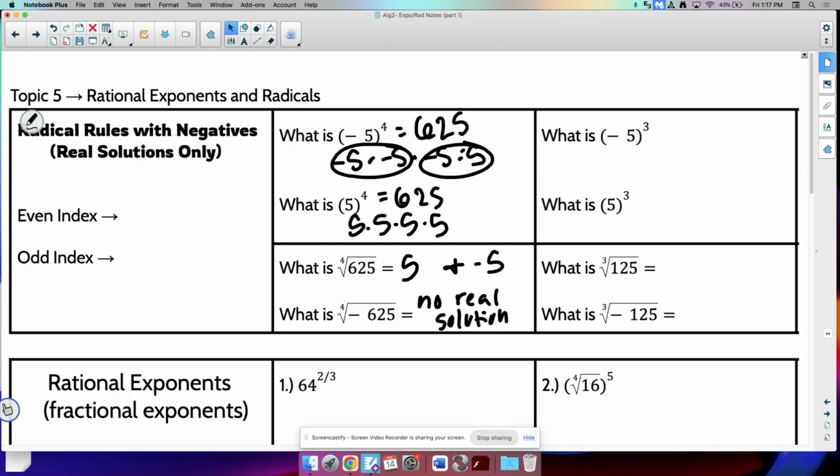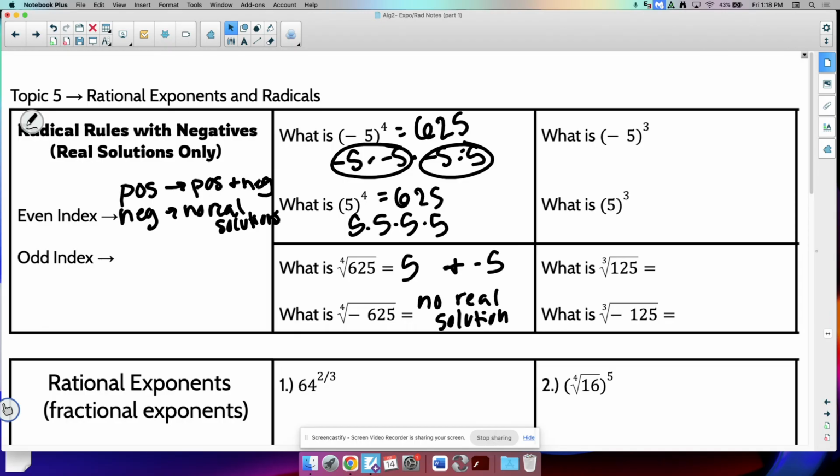So if you have an even index, and whatever you have on the inside is positive, technically your answer is positive and negative. Because a whole bunch of positives is a positive, and an even amount of negatives is still a positive. If what's underneath is a negative, no real solution. We are not doing anything with i's in this unit. We're not doing anything imaginary. If you are asked to take the square root or a 4th root of a negative number, you just write no solution. We are not dealing with i's in this unit because we're going to be graphing in our next lesson, and that doesn't go well with graphing.